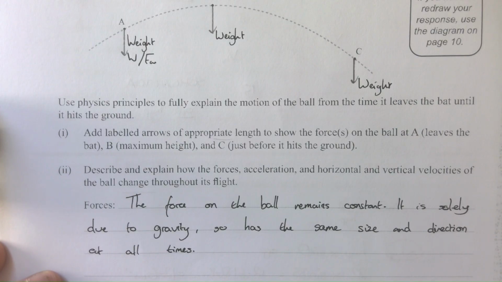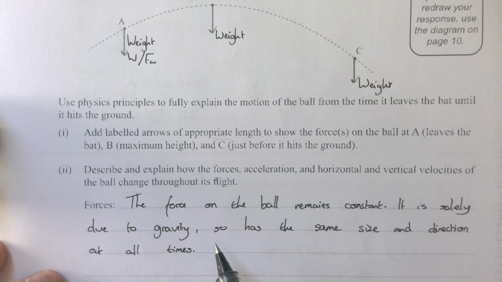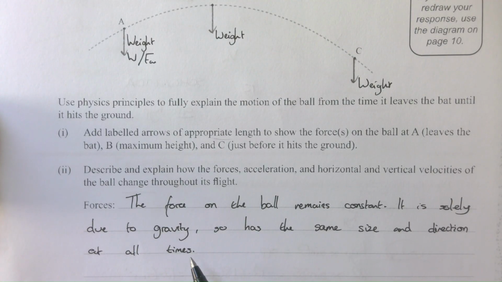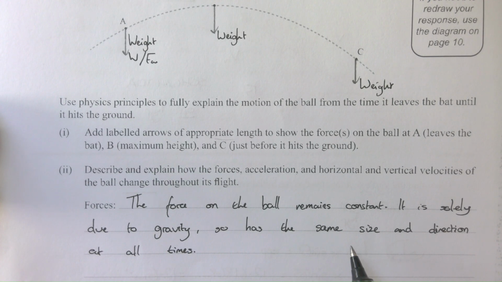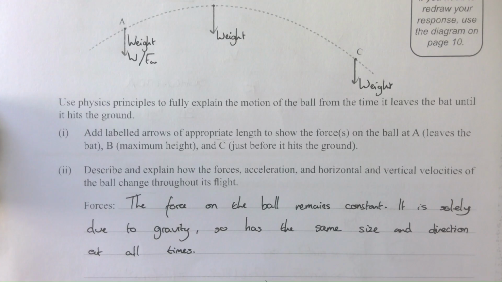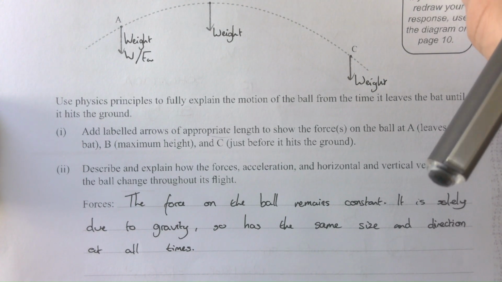You need to have in your answer at some point that there's only a vertical force and that it stays the same. So because I'm saying it's solely due to gravity, we know that it's solely acting downwards. There's no horizontal component of gravity. And I've said that it's constant, and I've over-explained that last bit. That's the amount of detail you need for a successful explanation of forces.